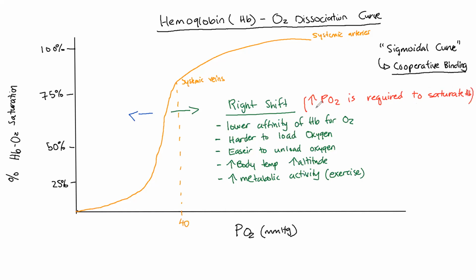Okay. So because it's harder for these two things to stay stuck together, it's going to require a higher partial pressure to fully saturate hemoglobin. Let's quickly look at the left shift and talk about the left shift here.